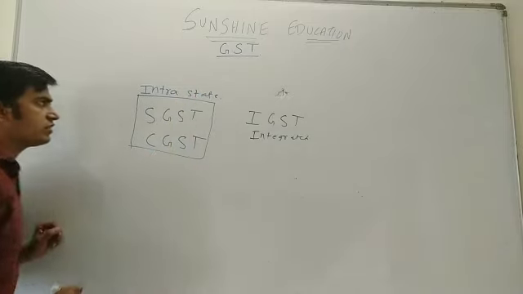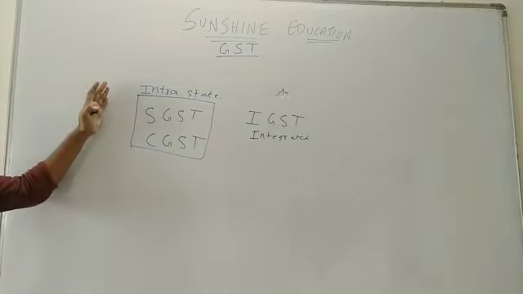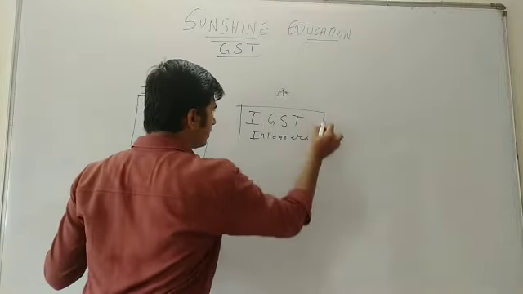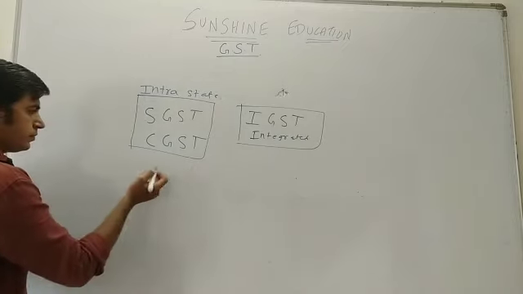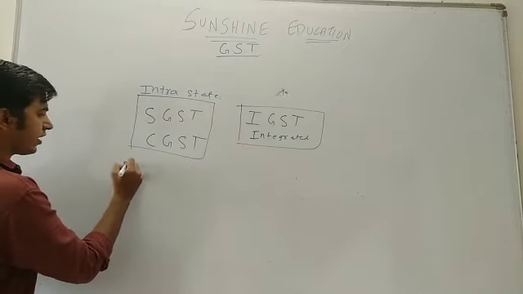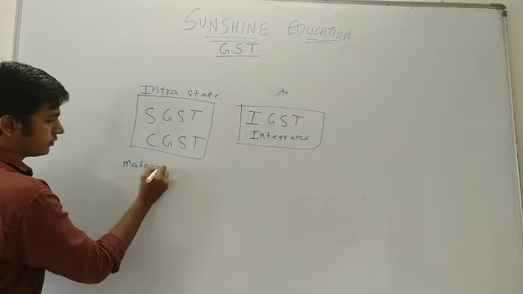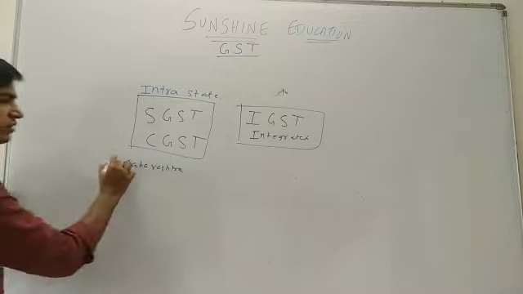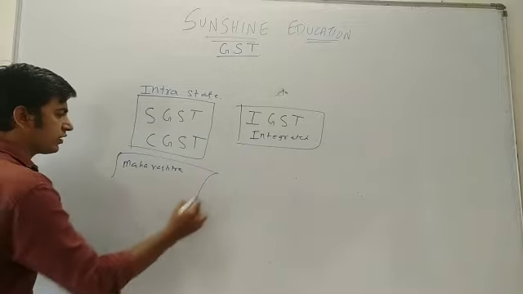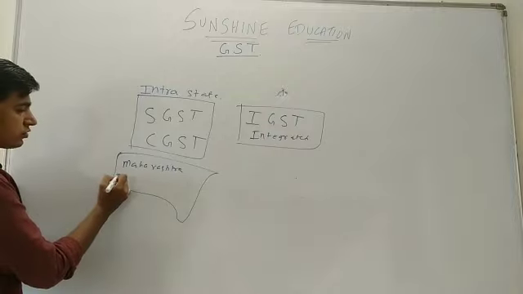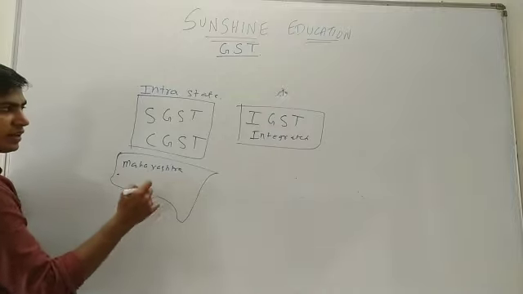When a transaction is done within the state, it is called an intrastate transaction. For example, a transaction is done within Maharashtra, whatever the Maharashtra region is, for example, goods purchased from Mumbai to Nagpur.